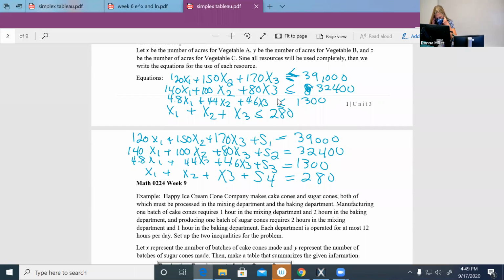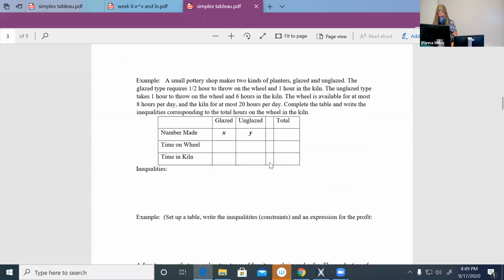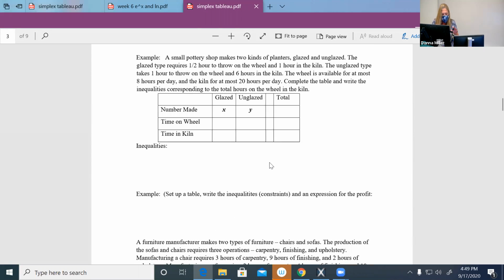Okay, so now let's work a problem where we have to set up a table. I'm going to show you a problem where you're going to set up a table, and then we'll talk about how to set up the matrix in a minute. It says a pottery shop makes two kinds of planters, glazed and unglazed. That is what you are making and selling. So that goes on the top.